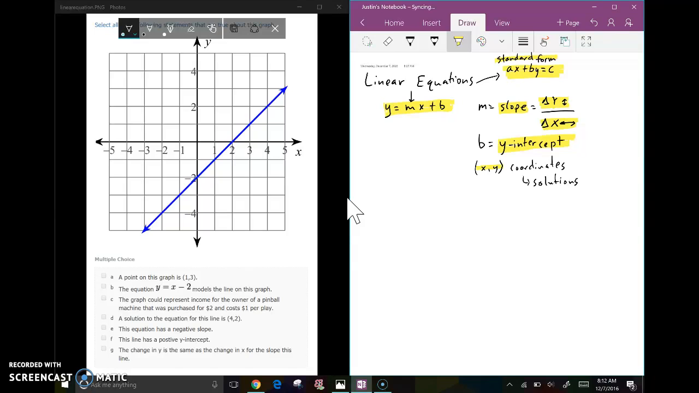And x and y are always seen as variables, but we know that x and y are coordinates, so they are points on the line, and because they're points on the line, they're considered to be solutions to equations.